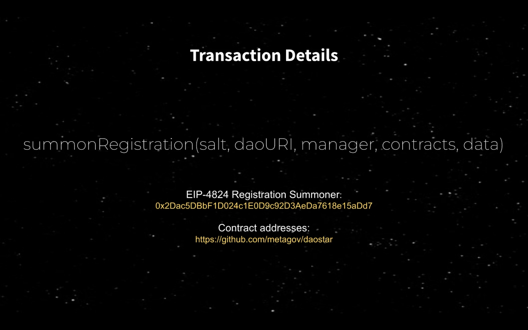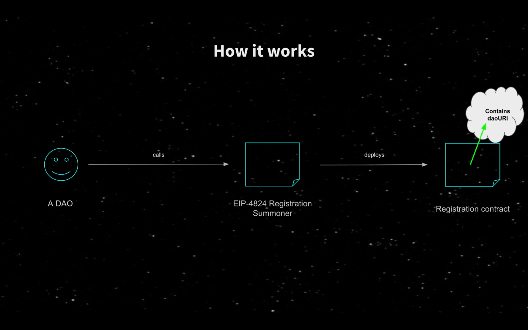If it is not deployed on a chain of your choice, please reach out to us and we will make sure that the registration summoner is deployed there. And all you need to do is call summon registration on the registration summoner. And how this works is actually quite simple to see.